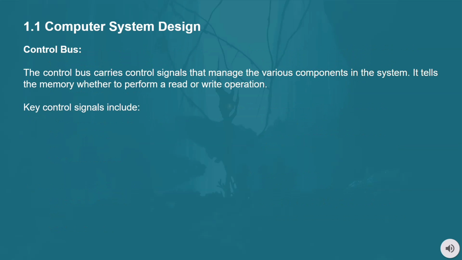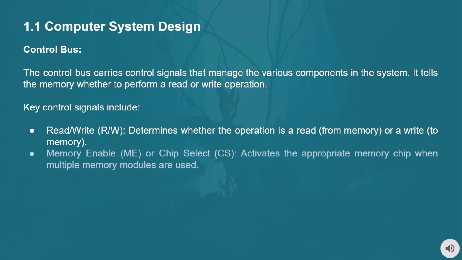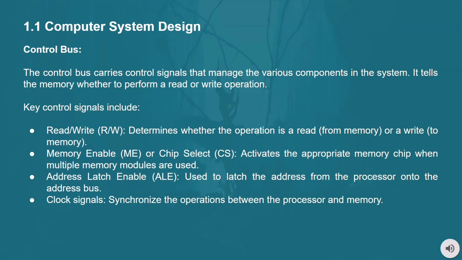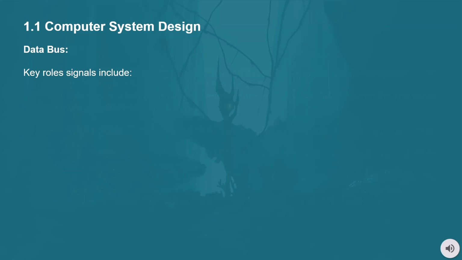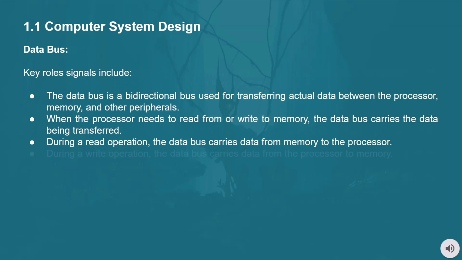The control bus manages system components using signals like read-write, memory enable, address latch enable, and clock signals to coordinate processor and memory operations. The data bus is a bidirectional communication pathway that transfers actual data between the processor, memory, and peripherals during read and write operations.